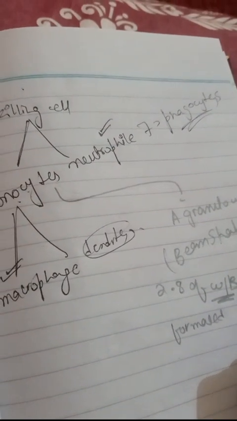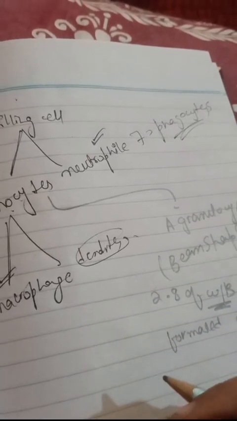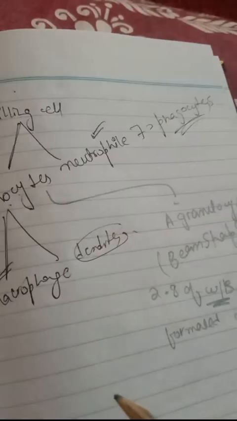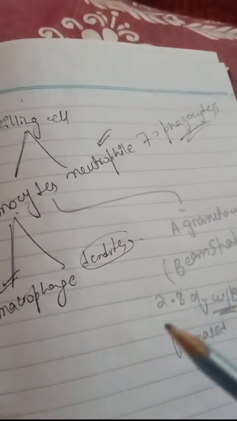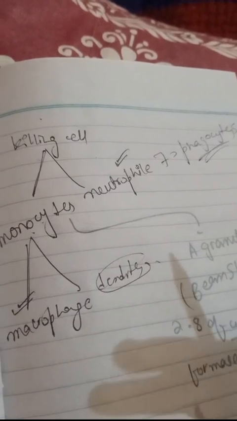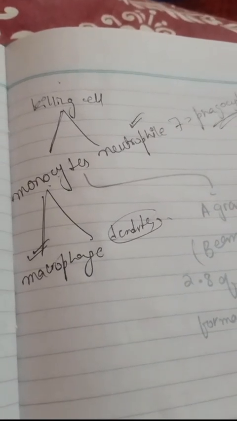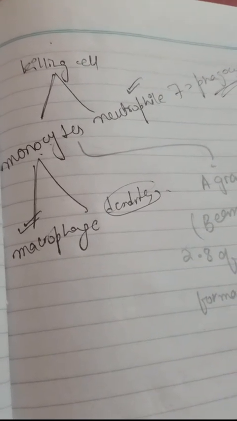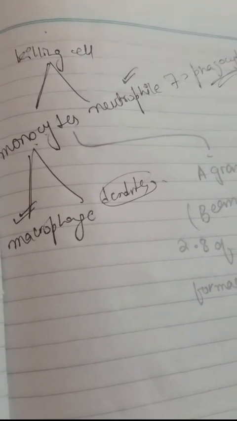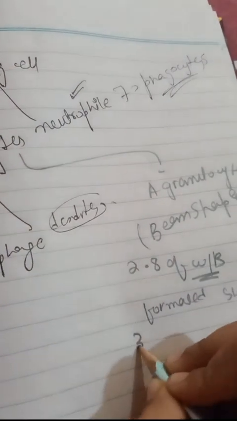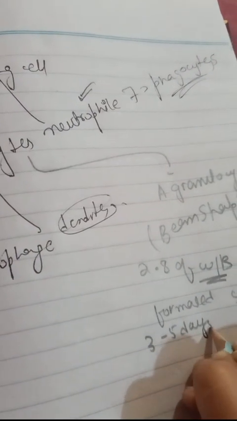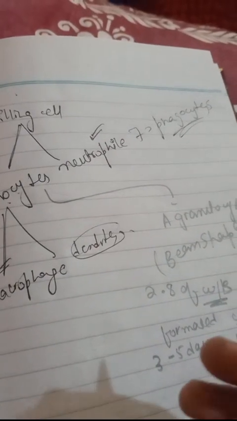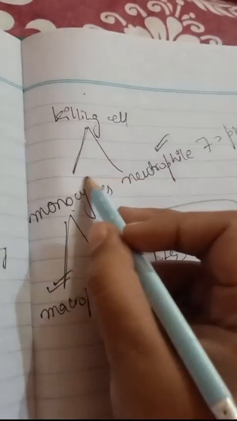Monocytes are formed from stem cells. What are stem cells? These are precursor cells which divide into granulocytes or agranulocytes. They originate in the bone marrow, but they are formed by the stem cells. Their lifespan is 3 to 5 days in blood. If the WBC is in blood, we call it a monocyte.